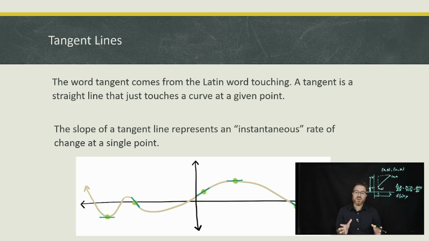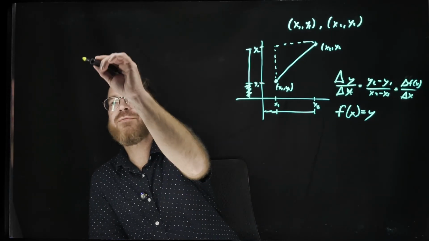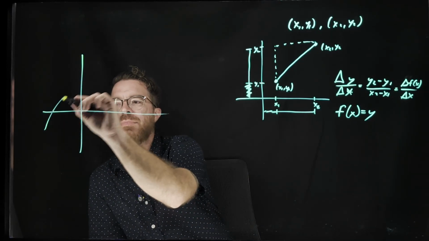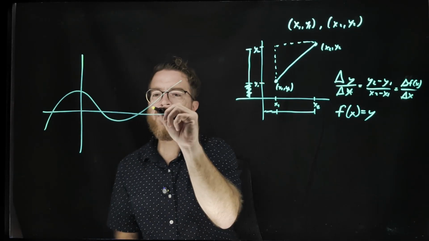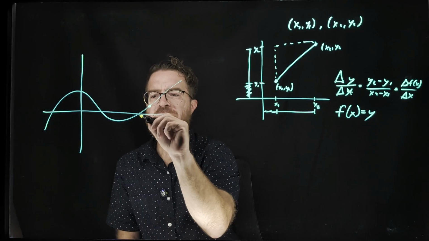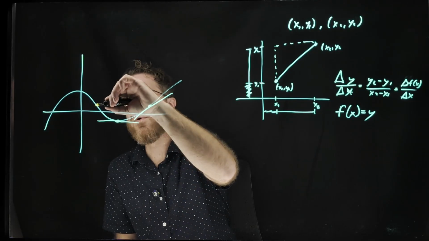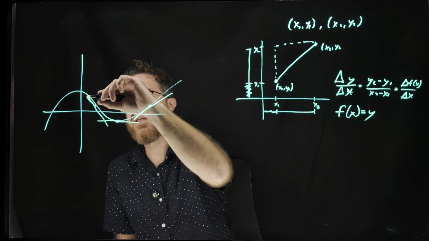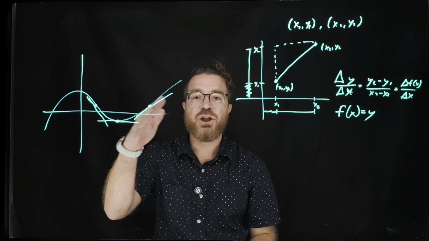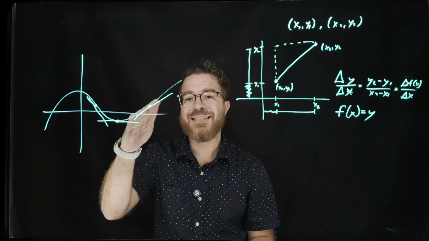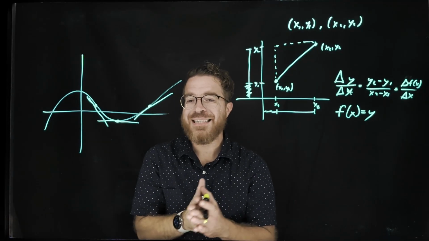So now we're going to learn about tangent lines. The word tangent comes from the Latin word for touching. A tangent is a straight line that just touches a curve at one given point. And the slope of a tangent line represents the instantaneous rate of change at that single point. So let's say, for example, that we have some function, something like this. This means that if I wanted to take the tangent line at this point, it would be the slope at that particular point. Or if I took one here, it'd be the slope here. Or if I took one here, it would be the line that goes through right here. It is a line that touches just at that single point, telling us what the slope is at that exact moment, that exact point, giving us the instantaneous rate of change.